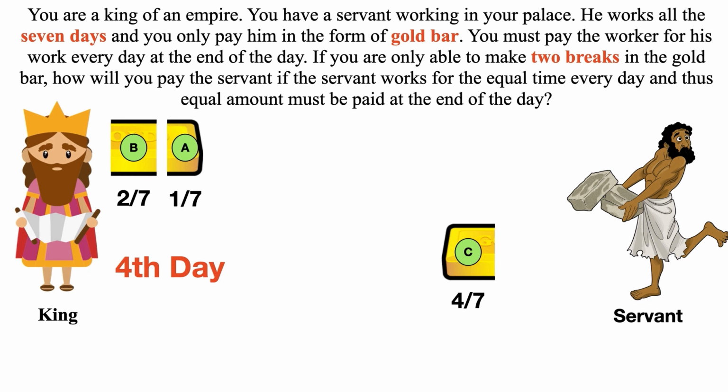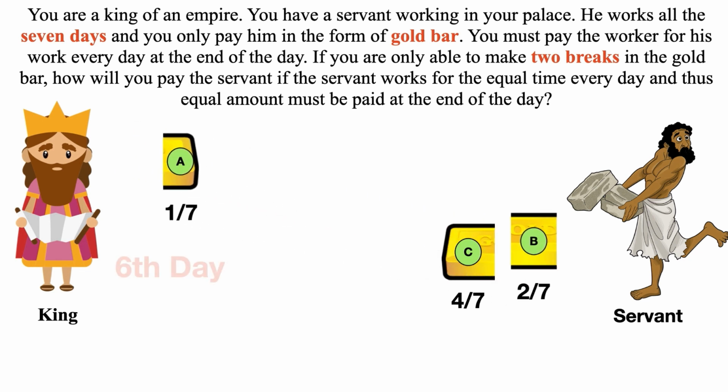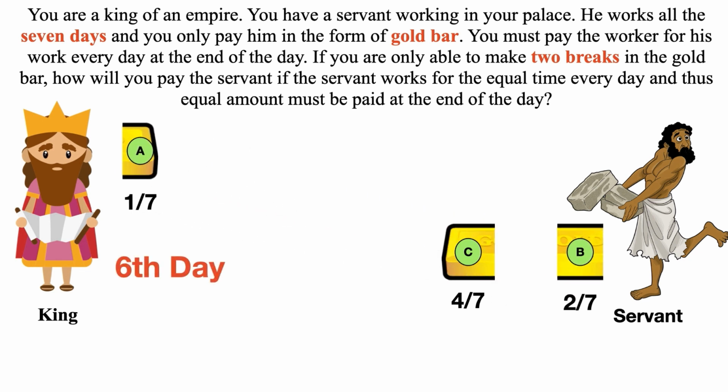Worker possesses bar C. When day 5 ends, give bar A to the worker. You remain with bar B. Worker possesses bar A and bar C. When day 6 ends, give bar B to the worker and take back bar A. Here you remain with bar A. Worker possesses bar B and bar C.